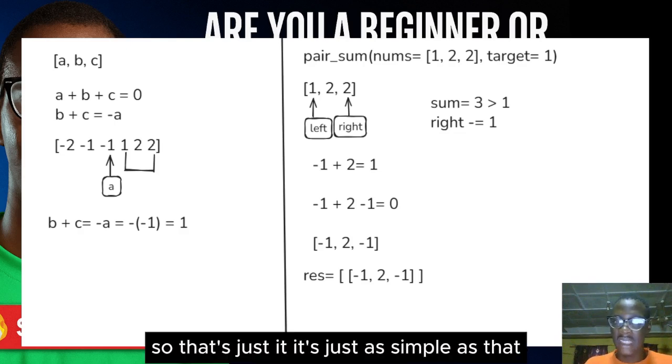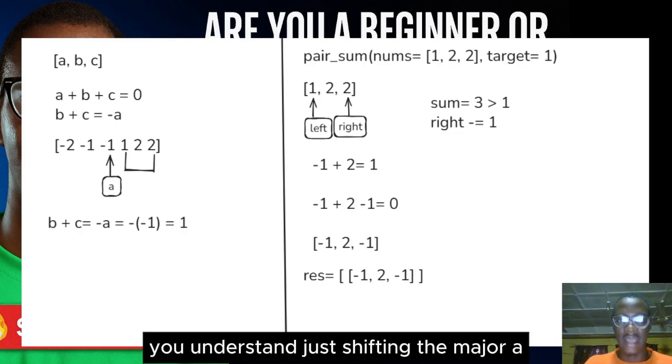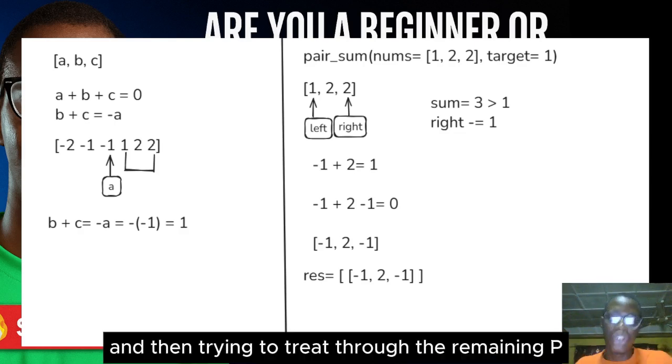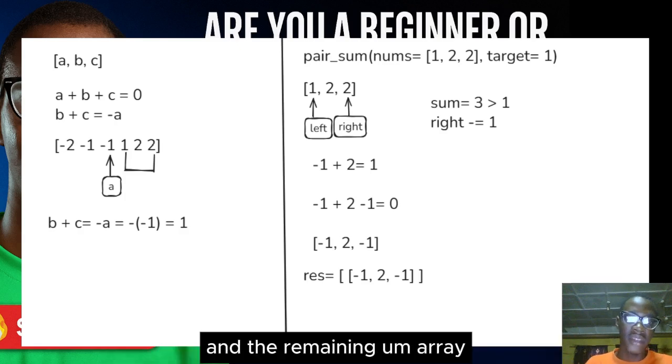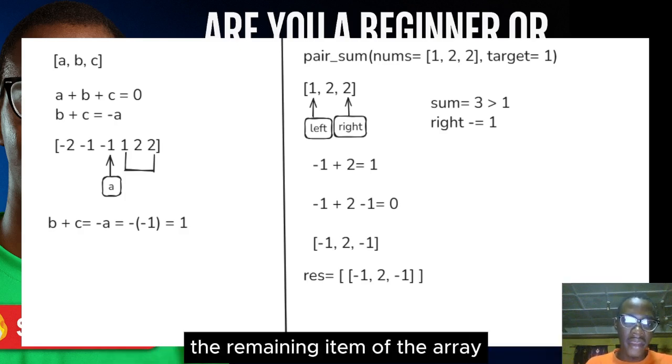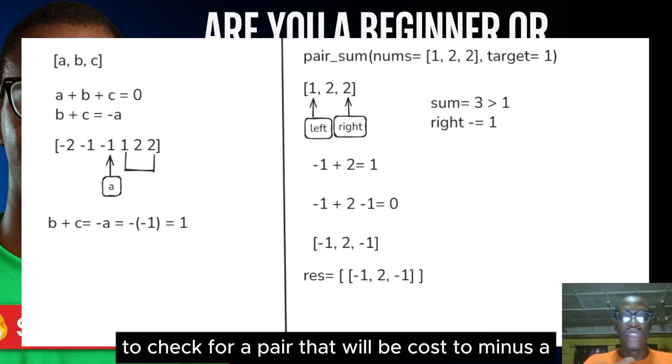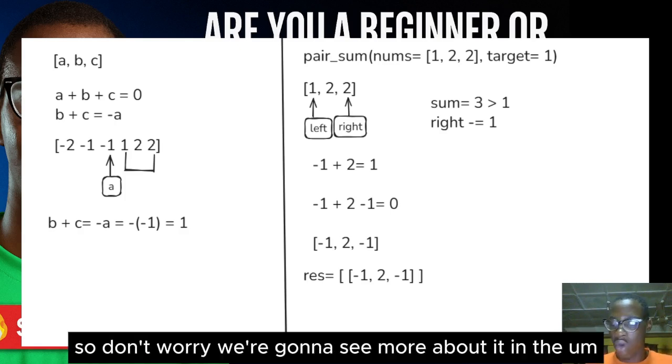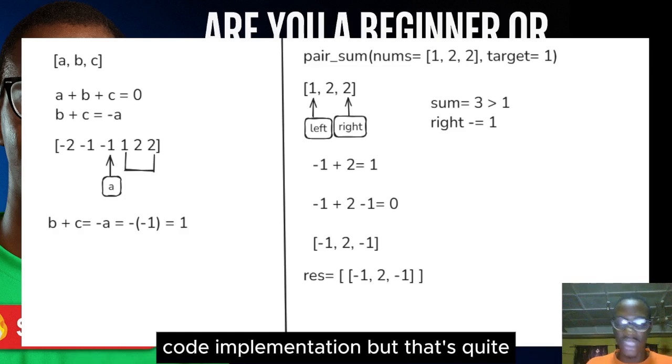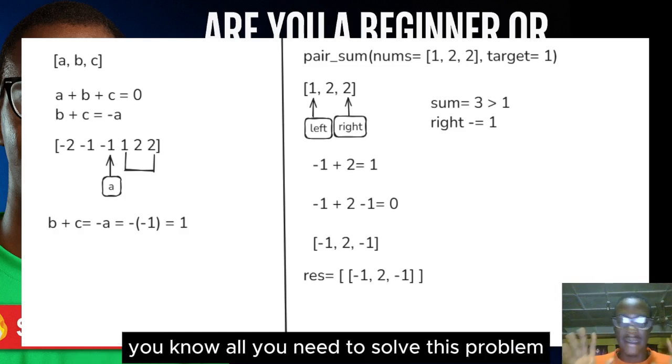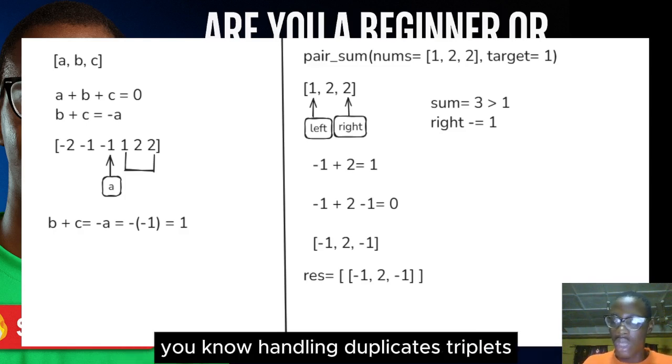That's it. It's just as simple as that. You understand? Just shifting the major a and then iterating through the remaining items of the array to check for a pair that equals -a. Don't worry, we're going to see more about it in the code implementation, but that's all you need to solve this problem. But let's handle this one now.